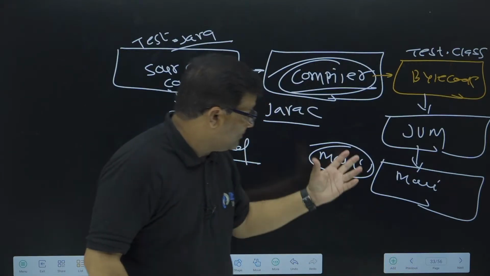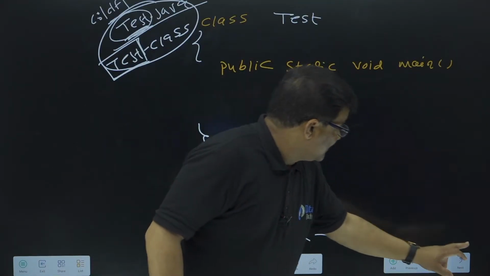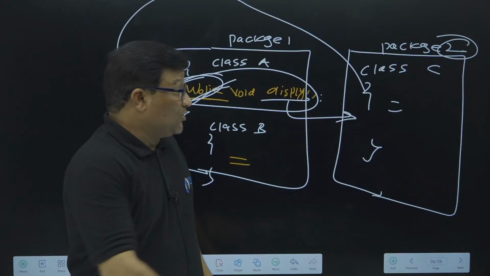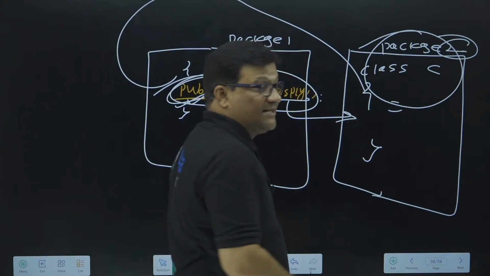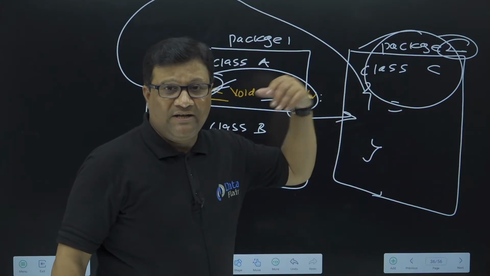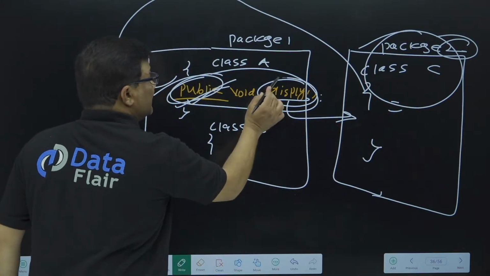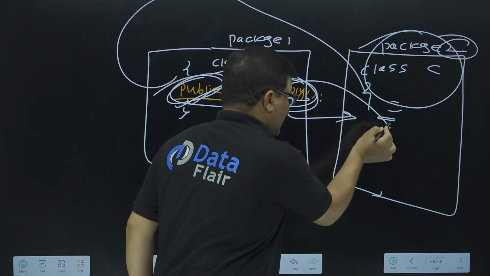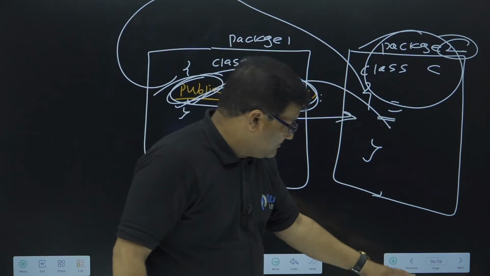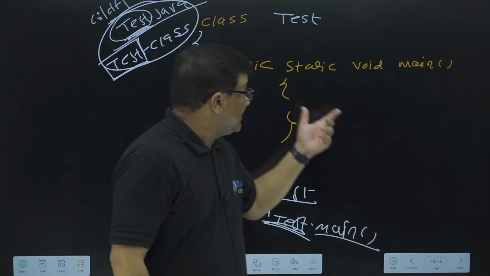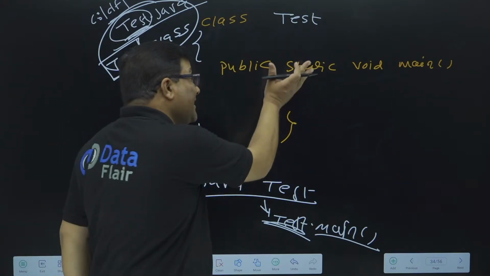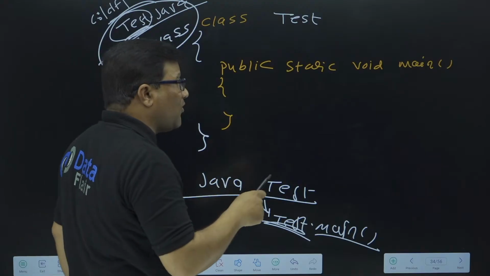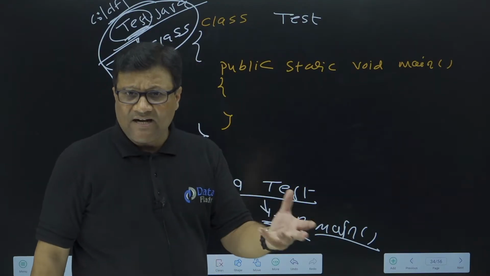See the same scenario. Suppose JVM belongs to this package. JVM is a different software which belongs to a different package, and our main method is in a different class and different package. If JVM wants to access this main, it is only possible when this method is public. So why do we use public static void main? Void is a return type, the return type of this main method.